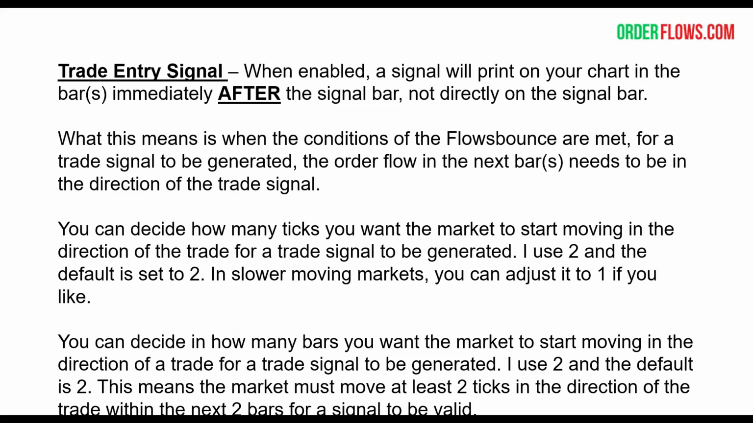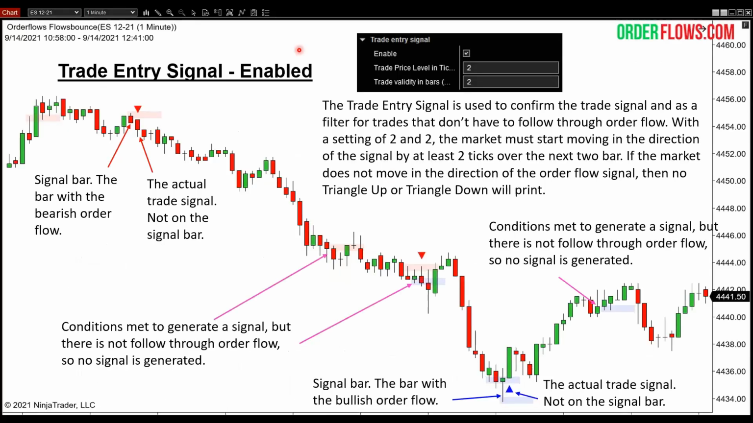So let's take a look here. I'll show you a couple of slides and then I'll show you in real time. So this is the trade entry signal enabled. You can see this is the signal bar right in here, and then afterwards you have the actual signal, the triangle up there. It's not on the signal bar. And the settings will show you whether it's enabled or disabled, with the check mark next to the word enable. If it's checked, then it's enabled.